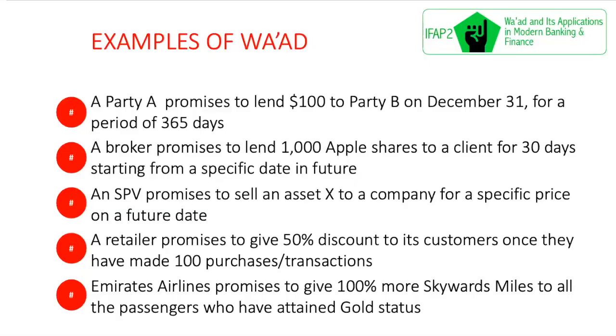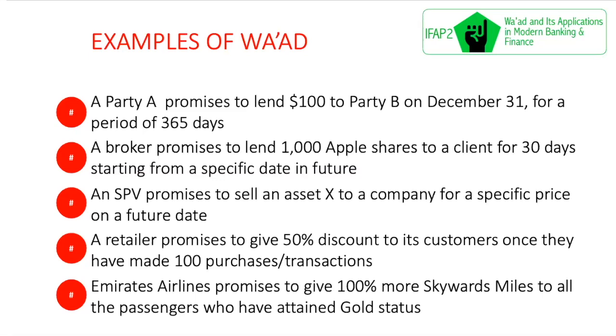By the way, I think last time when we checked, Apple stock was a Sharia compliant stock. I haven't checked it lately, but I think it still remains a Sharia compliant stock. Quite a number of other tech-related stocks remain Sharia compliant. Netflix is one exception because this falls in the entertainment industry, which is not considered a Sharia compliant sector. The third example of WAD is an SPV promises to sell an asset X to a company for a specific price on a future date. And we would look into this example later on in this session.